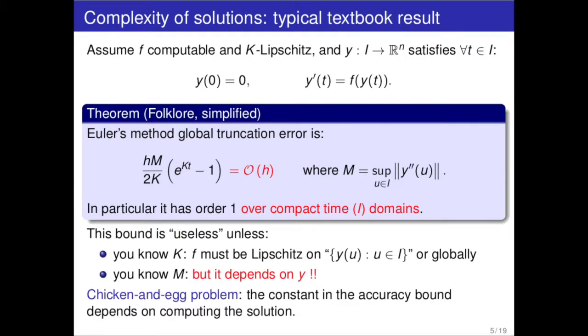But actually there's something a bit worse here, which is M itself depends on the second derivative of y, but you don't know y. So how can you know the second derivative of y on top of that? y could be bounded and its second derivative could be completely unbounded. So there's a chicken and egg problem where the constant in the accuracy bound depends on computing the solution itself. So unless you know something more about y, there's no way this bound is really useful. You need to know more about y to actually use this method.